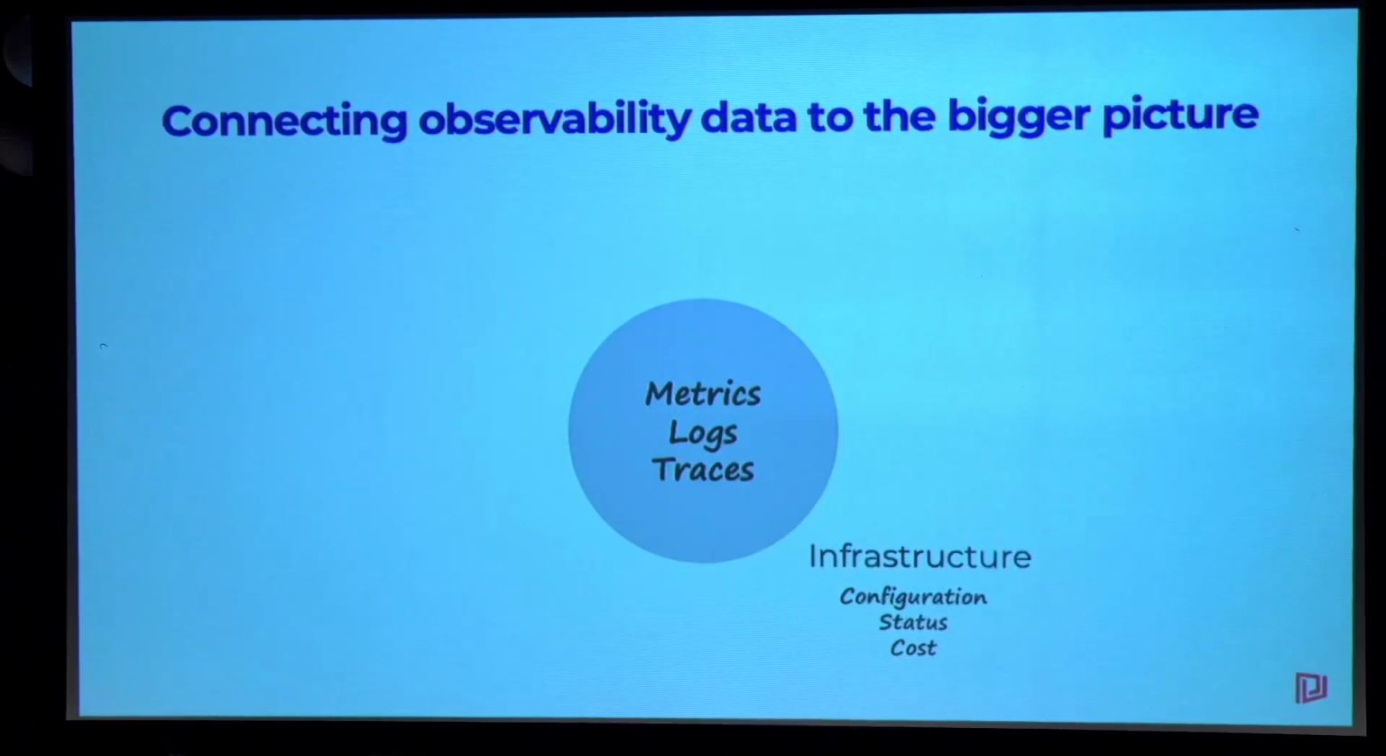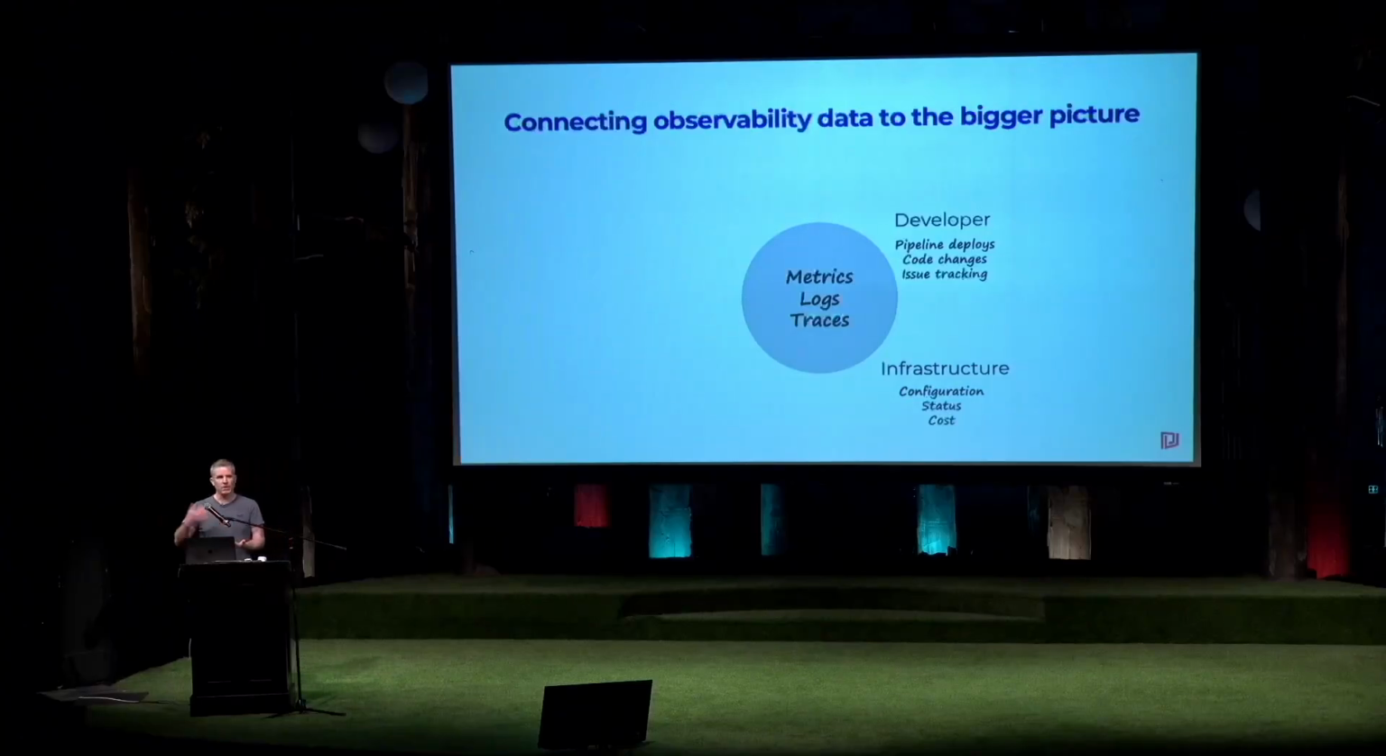The status of that infrastructure, if it's a third party, the cost of that infrastructure. Our developers, of course, are making changes, so code changes with pipeline deploys, and we're tracking issues. That's not considered observability data, but it's absolutely key to troubleshooting problems.